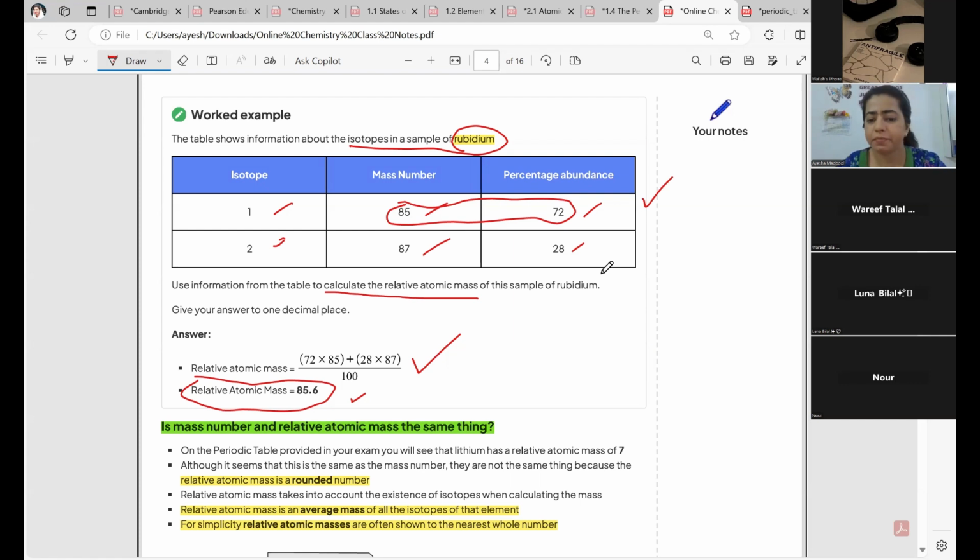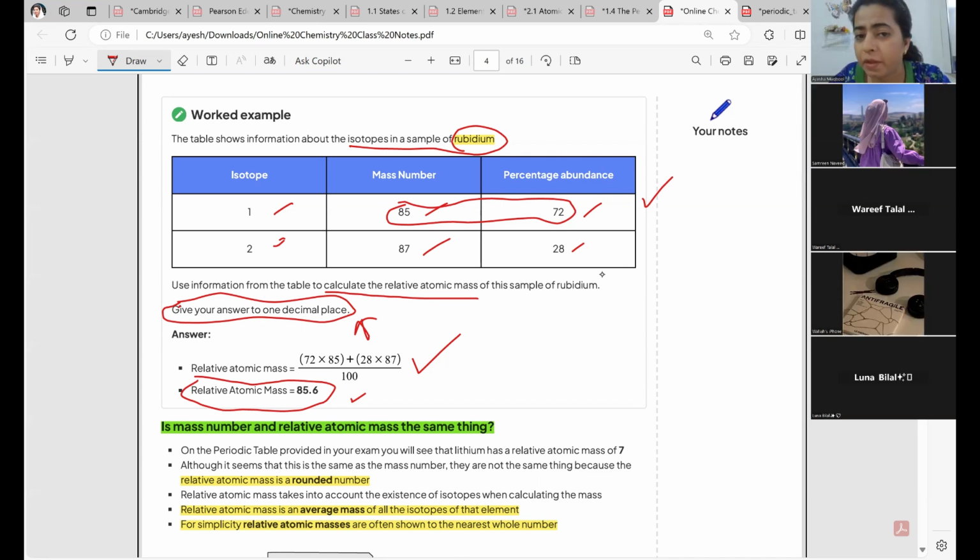Yes, Wafia. Miss, when I checked my answer on the calculator, it gave me the answer to two decimal places, 85.56. So do we have to round it up? No, see, it depends. In the exam, they will tell you how many decimals you have to write. If they say give your answer in one decimal place, then we round off and write one decimal. Sometimes they will ask you to write the answer in 2 decimal places or 3 decimal places. Whatever the question is asking, we write according to the information given.